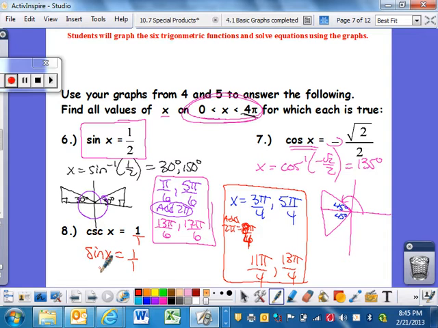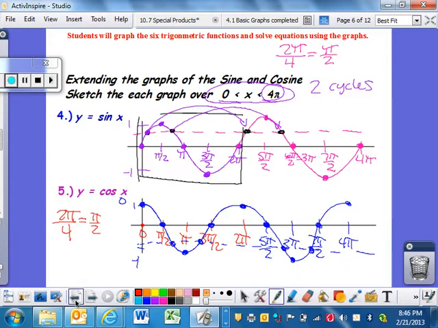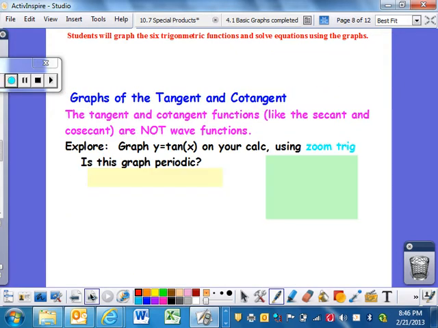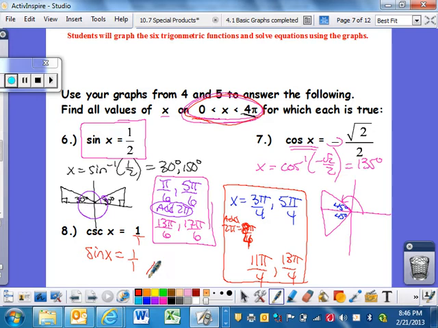Where is sine x equal to 1 between 0 and 4 pi? Where are we at 1? At that coordinate point, and then 1 full period over. It only happens 1 time. So where is sine 1? Where's the y value at 1? At pi over 2. And then it should be 2 pi units farther, so at 5 pi over 2. So my answer would be pi over 2 and 5 pi over 2.